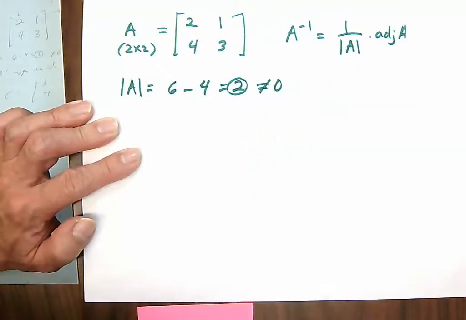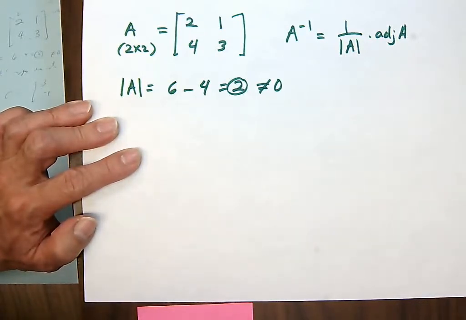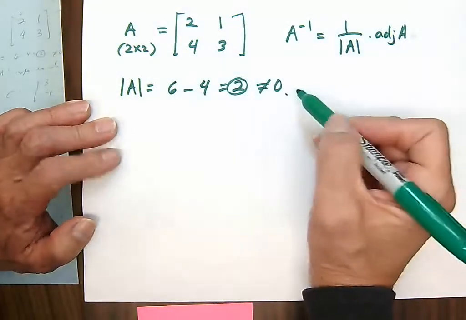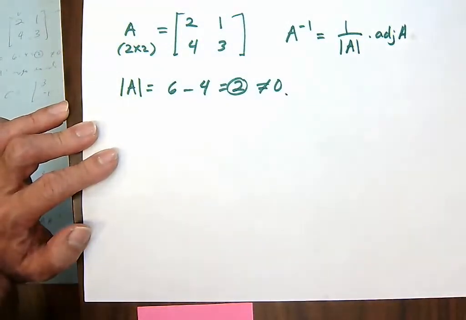So we know the following results. We know that the rows and the columns of A are linearly independent. We know that A is a non-singular matrix, and we know that the inverse of A does exist. So what's the next step we need to look at in finding the inverse of A?